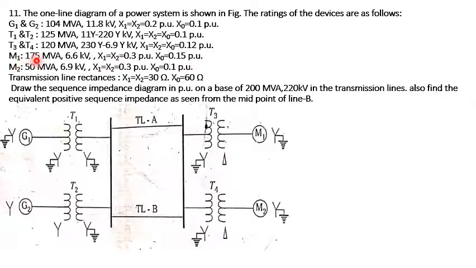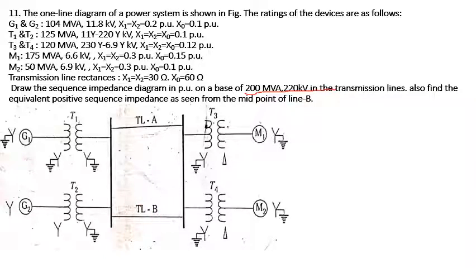For the motor M1, 175 MVA, 6.6 kV, X1 = X2 = 0.3, X0 = 0.15. M2 is 50 MVA, 6.9 kV, X1 = X2 = 0.3, X0 = 0.1. For the transmission line reactances, X1 = X2 = 30, X0 = 60. Draw the sequence impedance network on a per unit base of 200 MVA, 220 kV on the transmission line. Also find the equivalent positive sequence impedance as seen from the midpoint of line B.